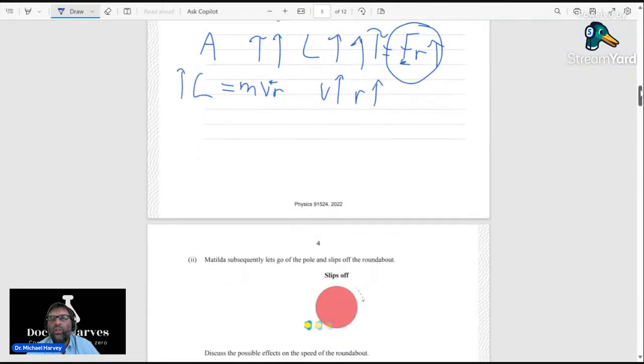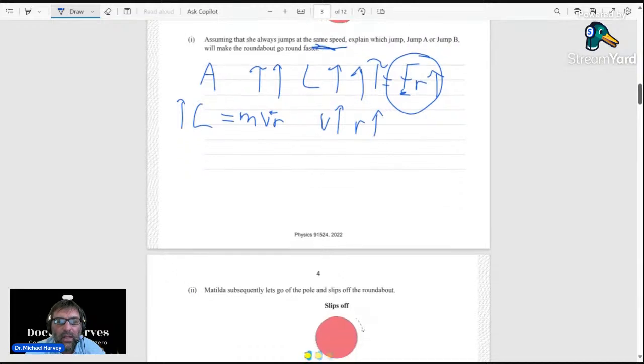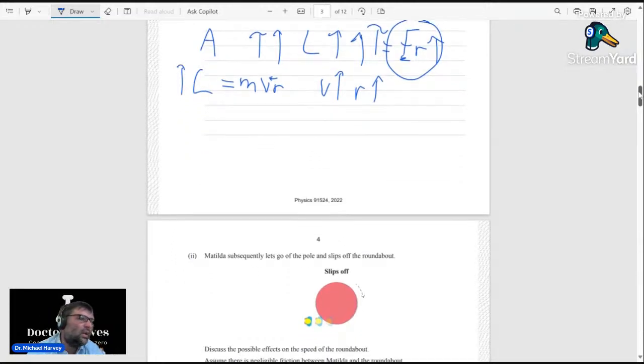So it's quite useful just to put down the equations into the question, and then work from the equations. Okay, so what does the rest of the question ask? Assuming A or B will make the roundabout go faster. Yeah, that's pretty much it.